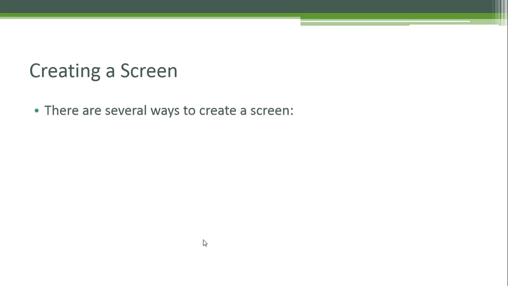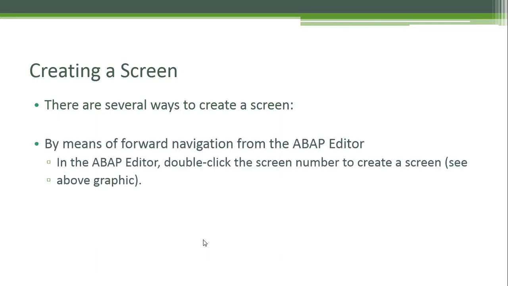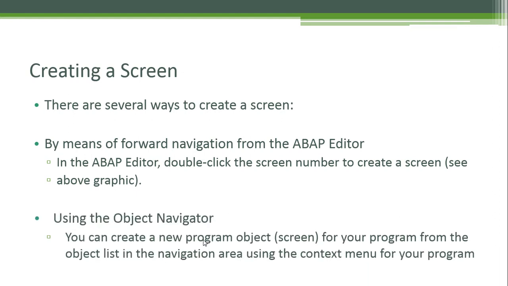Creating a screen. There are several ways to create a screen. One is by means of forward navigation from the ABAP editor. In the ABAP editor, double-click the screen number to create a screen. Another is using the Object Navigator. As we previously did, you can create a new program or object screen for your program from the object list in the navigation area using the context menu for your program.